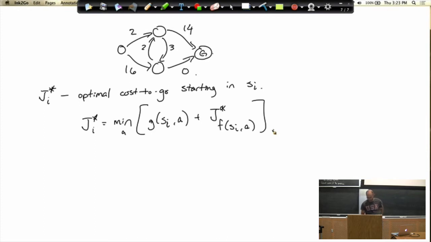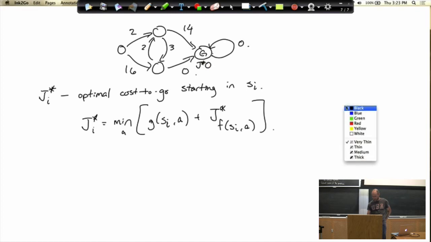I think we can make it land very easily if you think about how this would propagate on this graph here, right? So I can immediately see that from this state, the optimal cost to go, if I say that this self-transition is zero, so I could stay here forever, my cost to go is going to be zero. J star of the goal equals zero. I can get there for free, so the J star over here also equals zero.